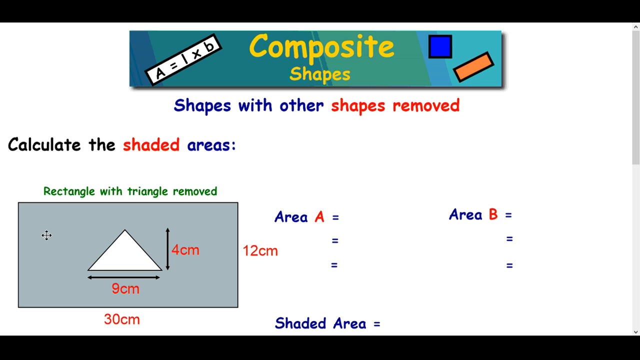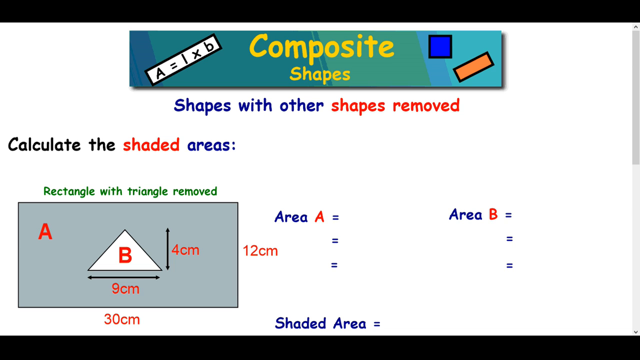What I mean by the shaded area in this first example, you can see there's a rectangle here, and this triangle's been removed from the centre. So it would be like if it was a solid shape, and then have a hole in the middle if you like. Now I'm going to do a similar idea to the last lesson, and I'm going to split it into two parts. I'm going to say area A is the rectangle part, and area B is the triangle part.